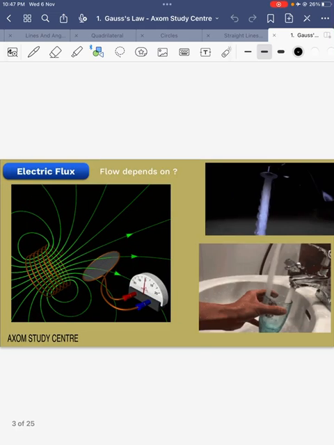Now, on what basis does this flux depend? Flux basically depends on different parameters, as you can see in the drawing. These green lines are actually flux, electric flux. These are imaginary lines, we cannot see them, we just imagine them. Now see the water flowing. This can be called an analogy of flux.